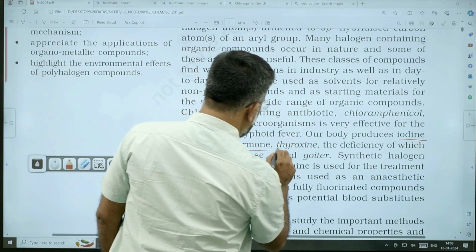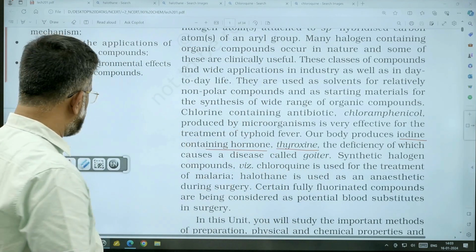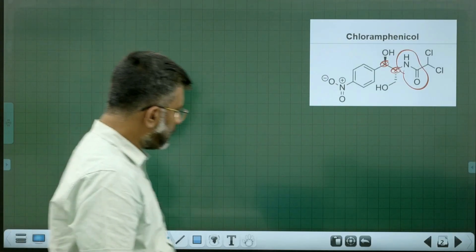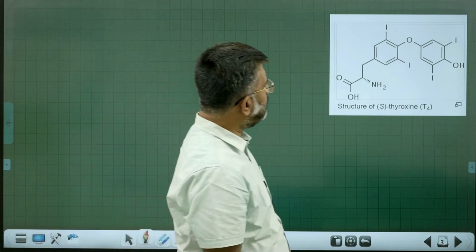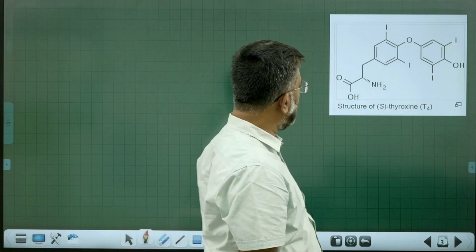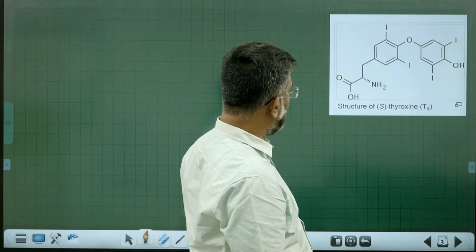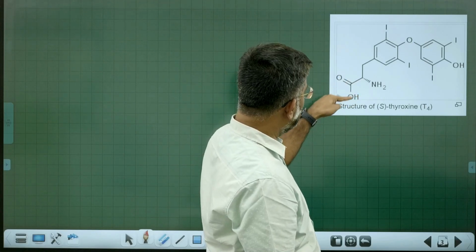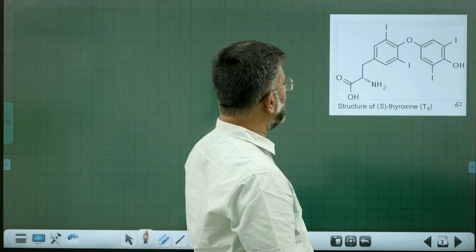That is a popular one, thyroxine, the deficiency of which causes goiter. This is thyroxine, an iodine-containing hormone. How many iodine atoms? There is one iodine here, two, three, four iodine atoms are there. In fact, it is an alpha amino acid. You see, it is a carboxylic acid, and at the alpha position there is an amino group. It is an alpha amino acid.